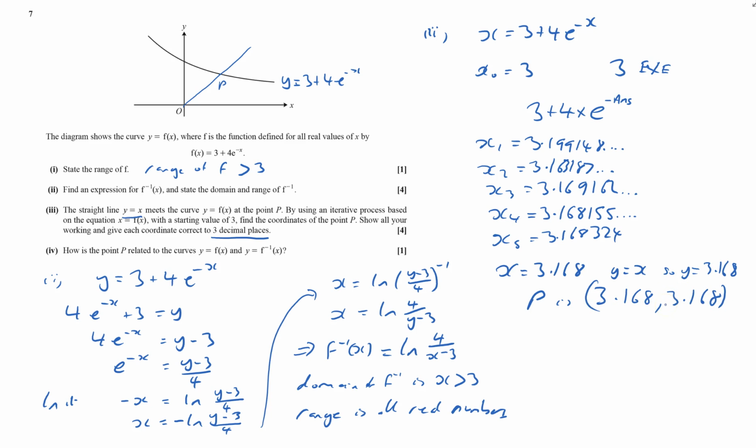And finally, I got to the last bit. I'll do it in red because it's getting a little bit cluttered. So the final bit: how is the point P related to the curves y equals f of x and y equals f minus 1 of x? Well, the inverse of a function is just its reflection in the line y equals x. We've worked out that P is where y equals x and y equals f of x intersect.